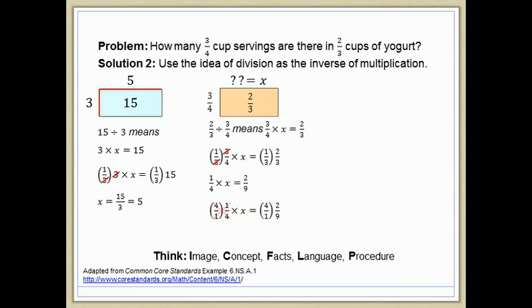And the 4's again will cancel. This 4 and that 4 and that 1 and that 1. And basically this is all going to go away, and we are left with what x is, which is 4 times 2 over 1 times 9, or 8/9.